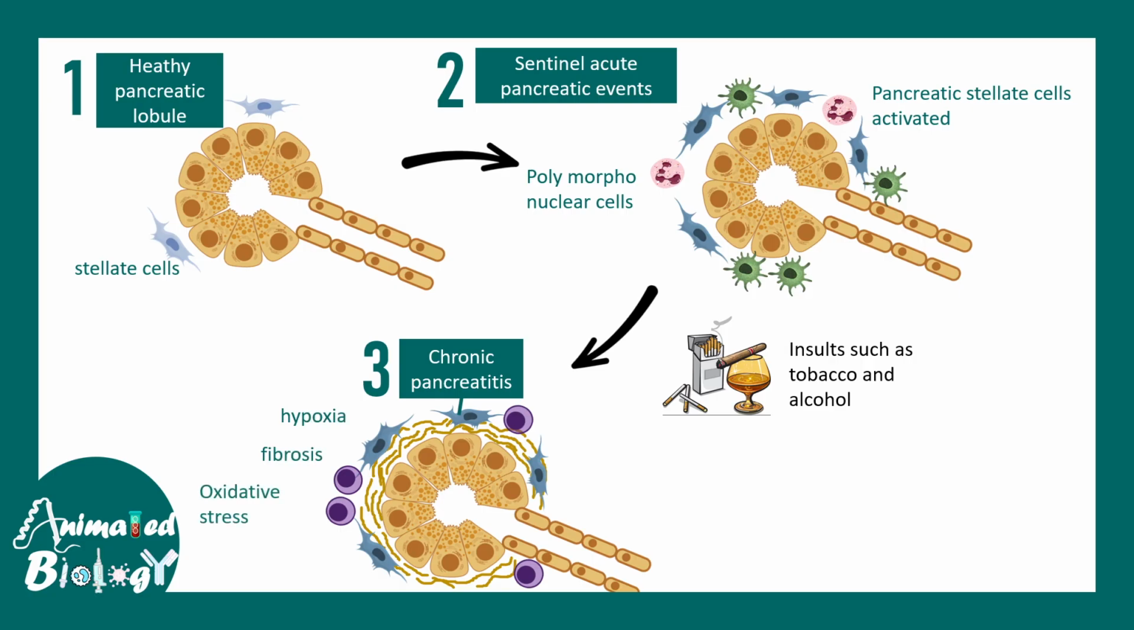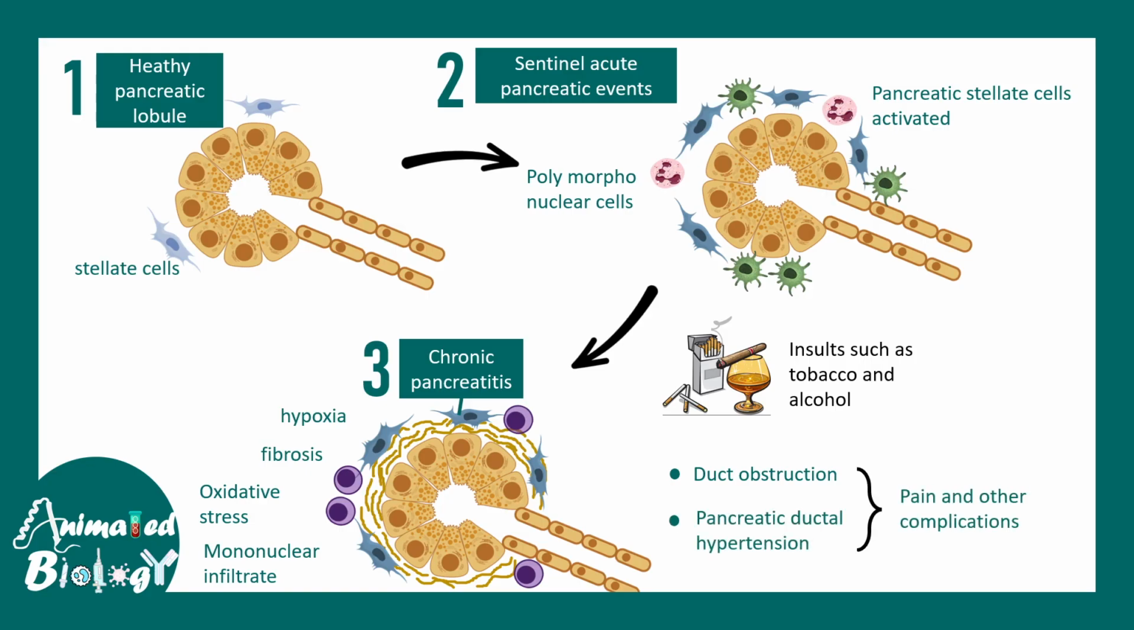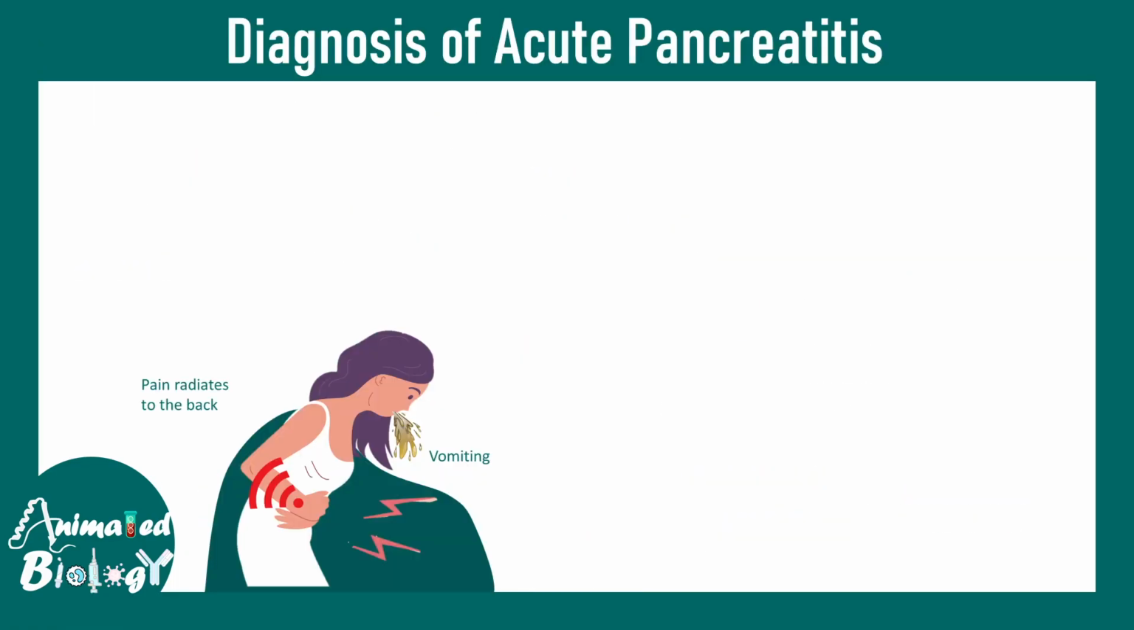Hypoxia, invasion of the mononuclear cells, oxidative stress, all of these things are underlying molecular pathology of chronic pancreatitis. So let's talk about other aspects. Duct obstruction, pancreatic duct hypertension, all of these things might lead to pain and other complications in chronic pancreatitis.